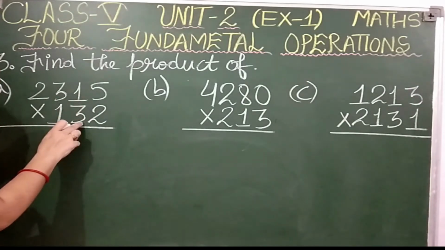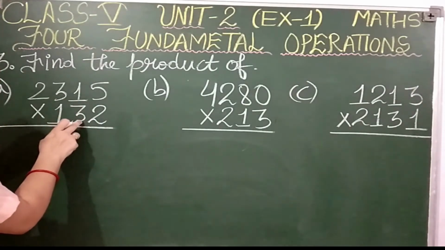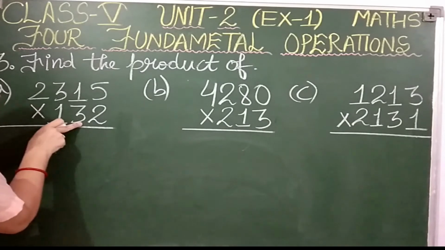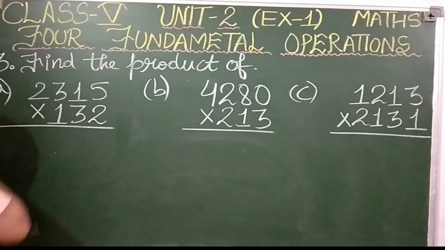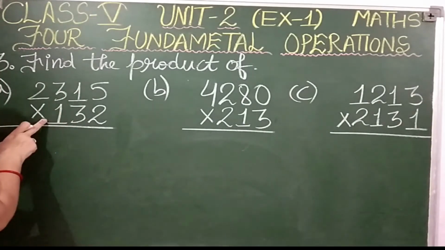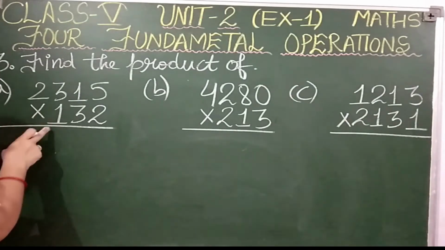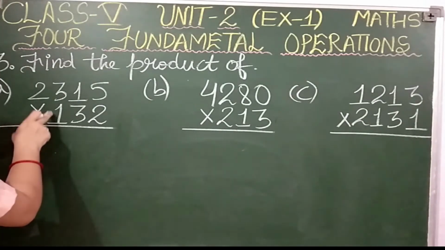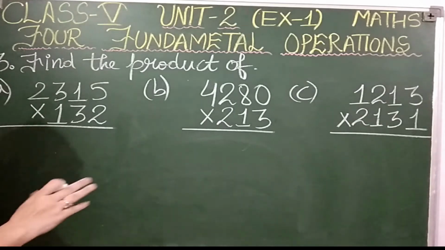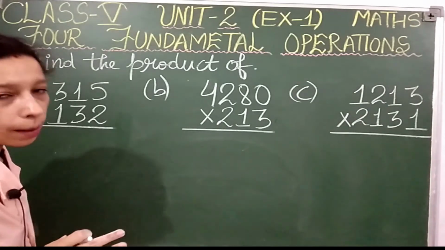Then we will come to the next digit in the multiplier, that is in the tens place. Again this tens digit is going to multiply each and every digit written at the top, and again we will come to the 1 which is written at the hundreds place, and then this 1 will also multiply each and every digit written in the above number.